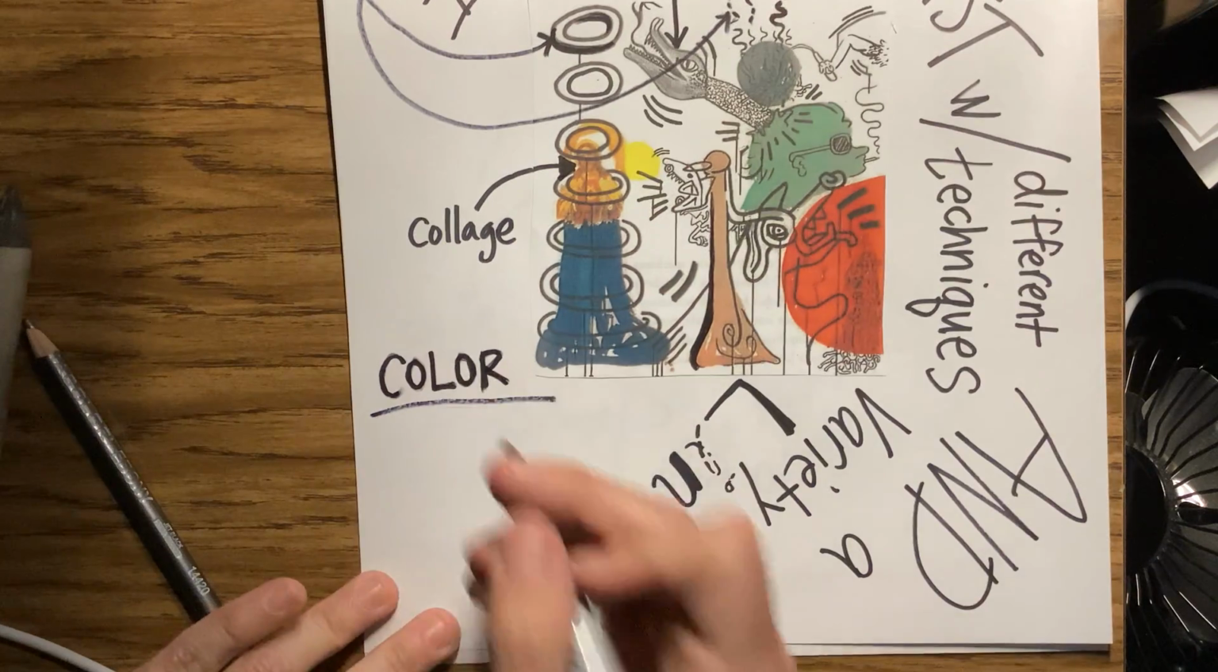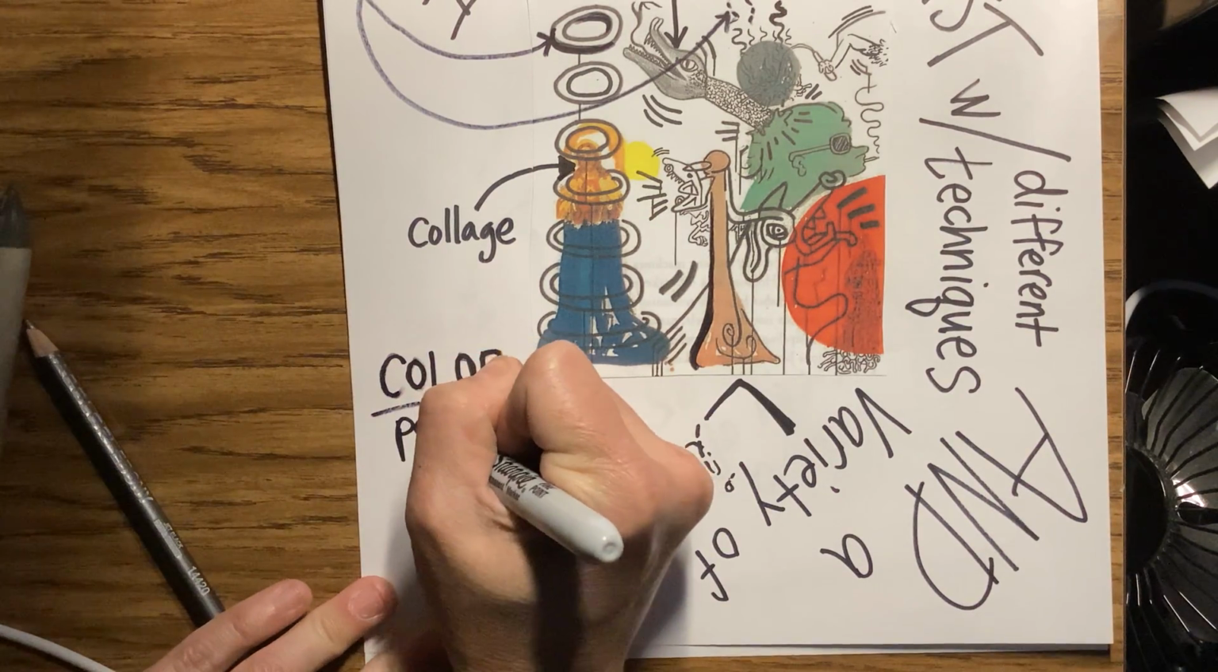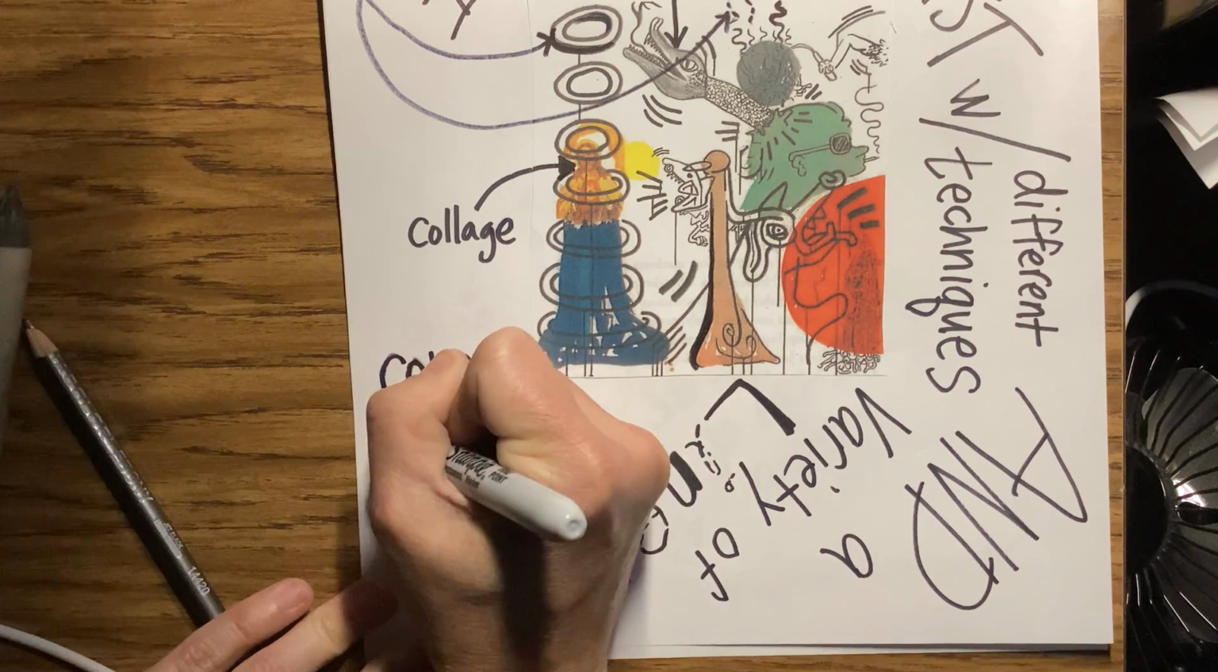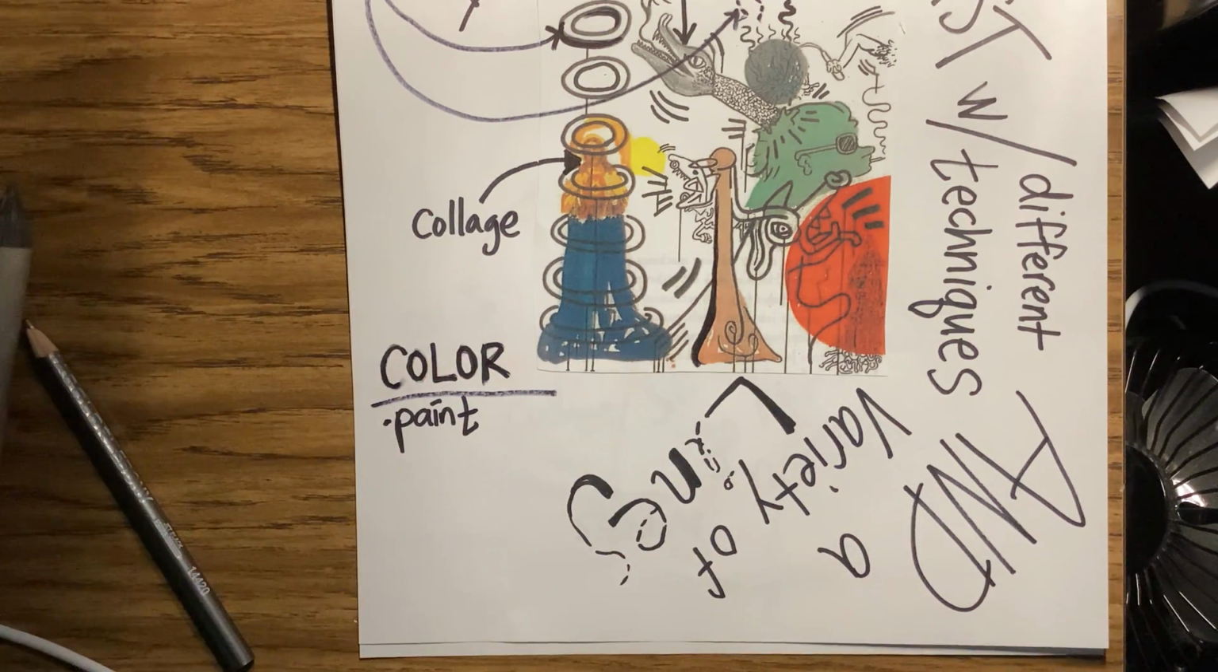The ways we can use color, we can use paint. You don't have money to buy your supply. Well, that's the first part. First, you have to get the job. Then you earn the money. That sounds like a lot of work.